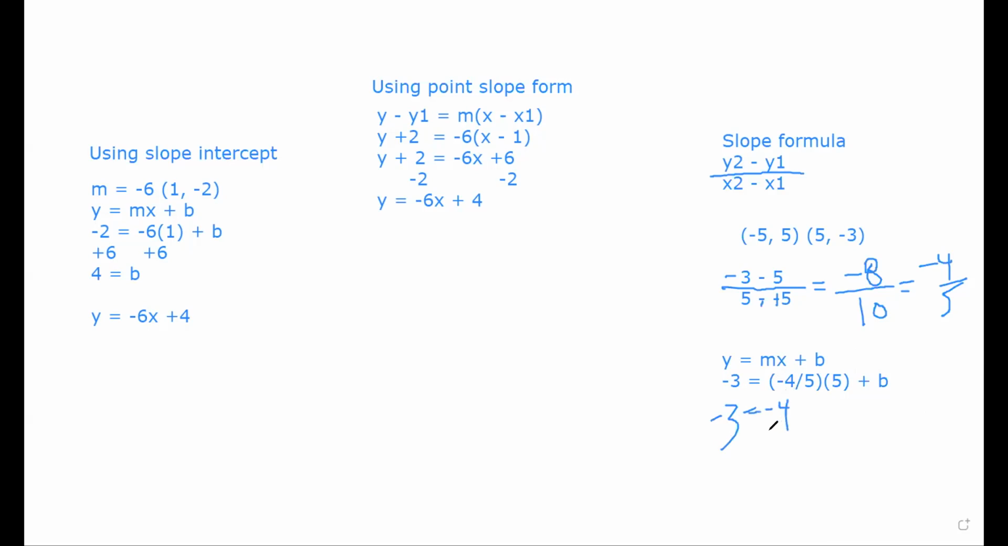Let me write it more upright. Times 5. How do we get rid of fractions? Be 1/5, right?